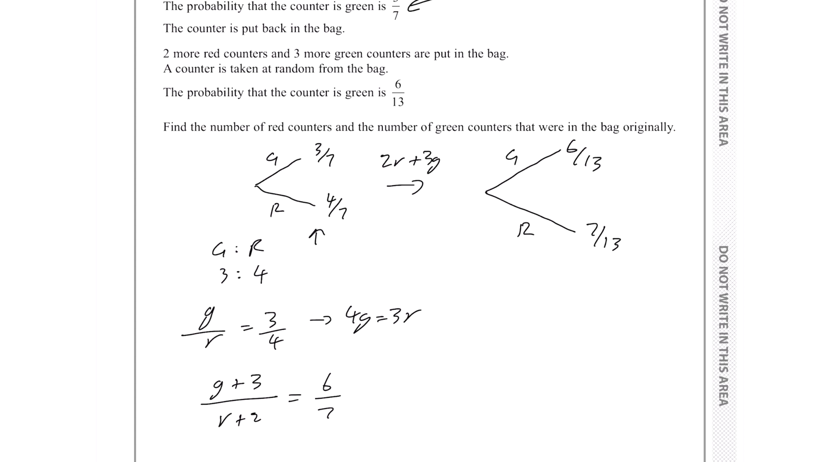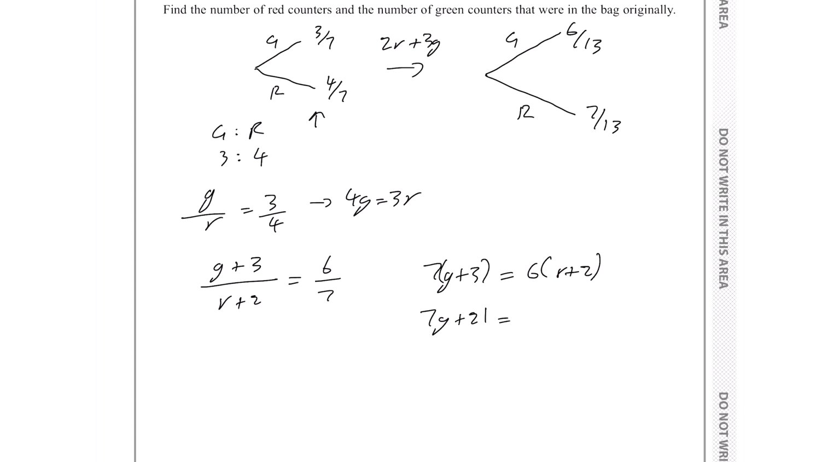So then we can rearrange this, and that can become 7 bracket G plus 3 is equal to 6 bracket R plus 2. And that then becomes 7G plus 21 is equal to 6R plus 12, which is 7G plus 9 is equal to 6R. And then we're left with that. So we have 7G, let me just write that properly. 7G plus 9 is equal to 6R.